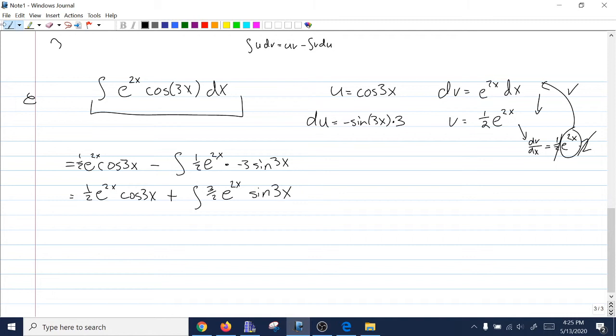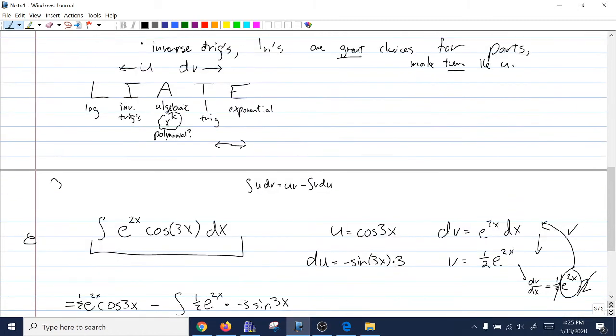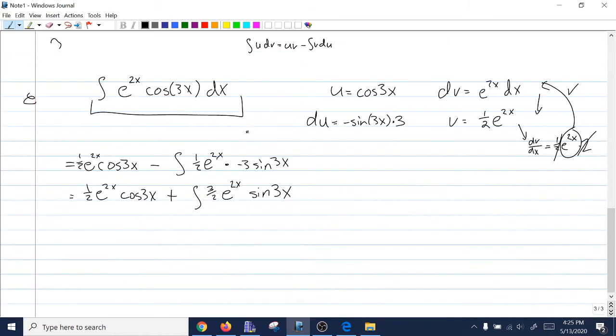If there's a reason that it's worth putting t before e in LIATE, it is that to remind you to do the same thing every time. If you make u the trig and dv the exponential, then you should keep making u the trig and dv the exponential. And this isn't just for trig and exponential. Whenever you do integration by parts twice in a row, you really want to make sure you keep going in the same direction. This cosine and then sine was the u thing. I want to make that continue being the u thing.